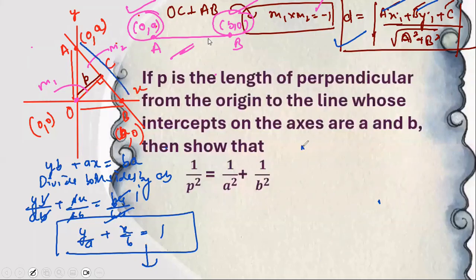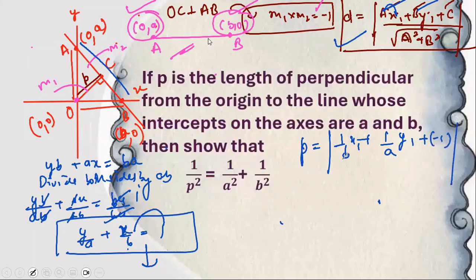So the distance, given as small p, is equal to, modulus means everything is positive, A x1 plus B y1 plus C over the square root of A square plus B square. What is capital A? Capital A is whatever you have multiplied with x, which is 1 by b. Capital B is whatever you have multiplied with y, which is 1 by a. What is C? Whatever constant you have on the right hand side, we have to take it to the left hand side, so it is minus 1. Over the square root of A square plus B square, where A square is 1 by b square and B square is 1 by a square.